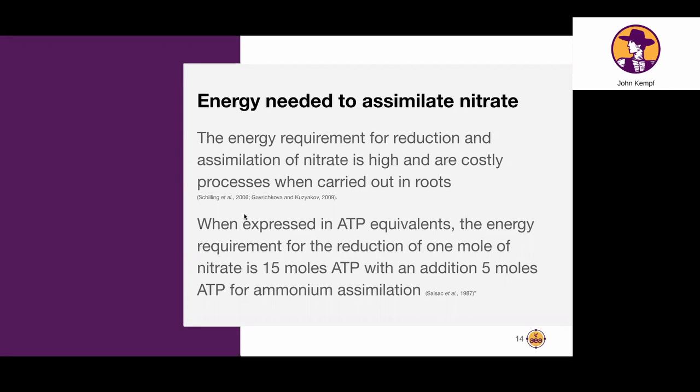So here's a couple of citations and references. Again, these are direct quotes from the book that I showed you just a moment ago. When we think of it in ATP equivalents, I missed finding the math for sugar and carbohydrate requirements. But the energy requirement for the reduction of 1 mole of nitrate is 15 moles ATP, with an additional 5 moles for ammonium assimilation. And this reference was speaking specifically to when nitrate assimilation happens in the root system.